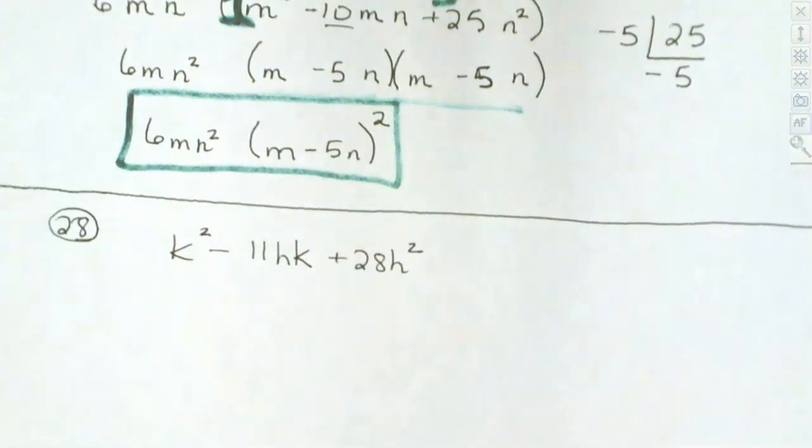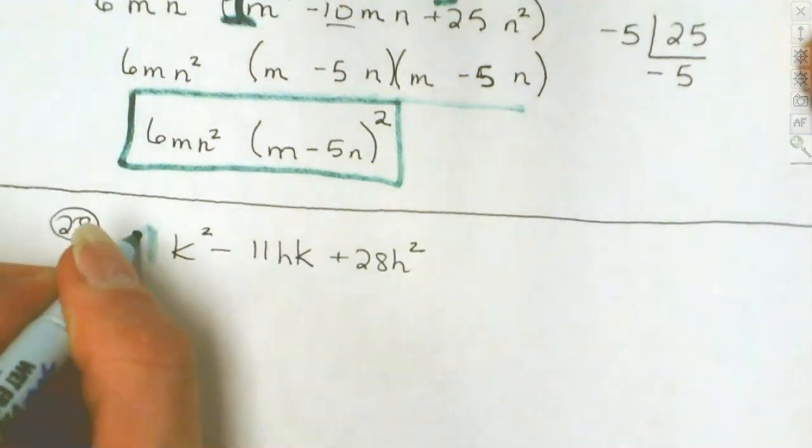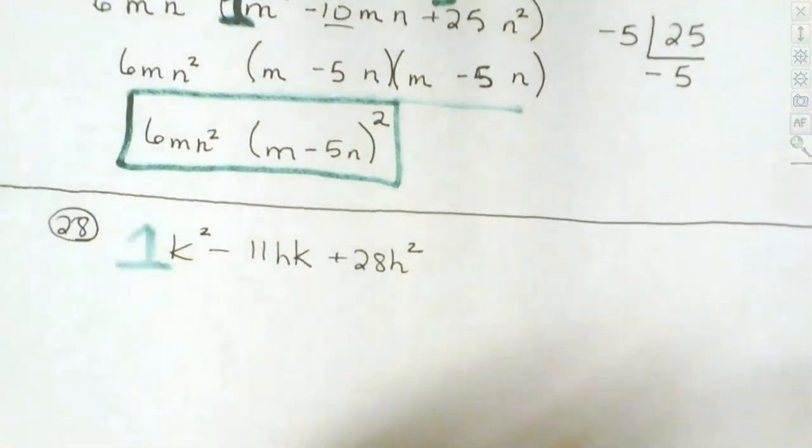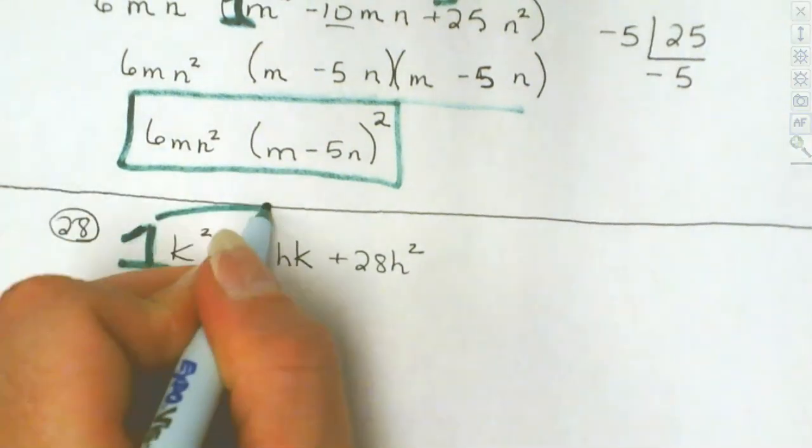Why can we jump to our factors? Why can we avoid factor by grouping? Because there's no number in front. If there is no number in front, what do we add in? A 1. We know when there's a 1 added in front, we can save ourselves some steps here.